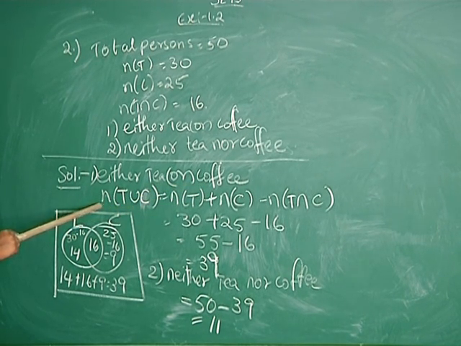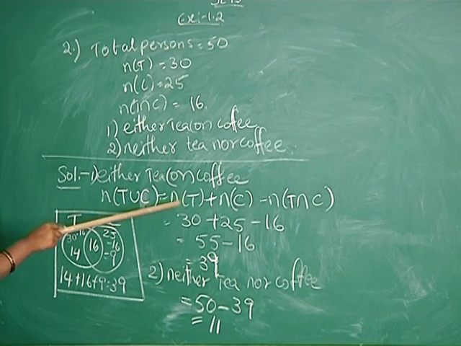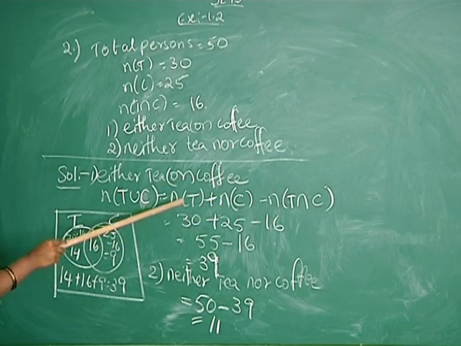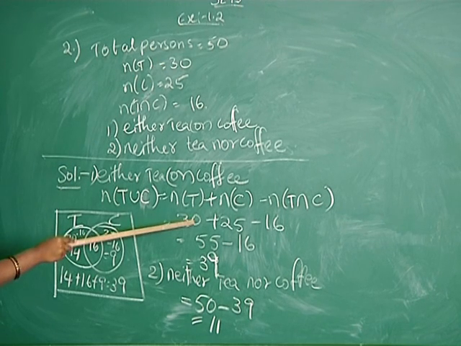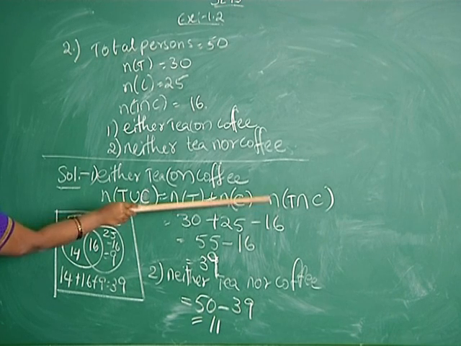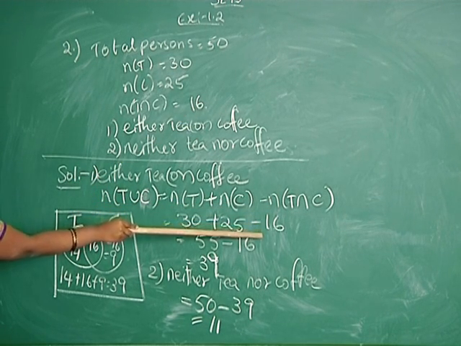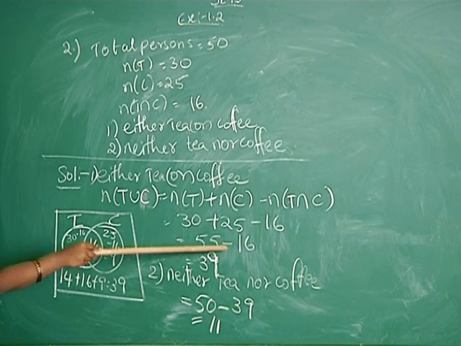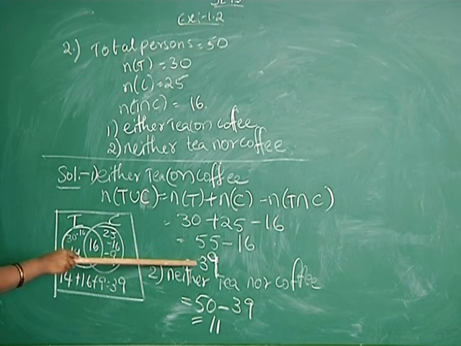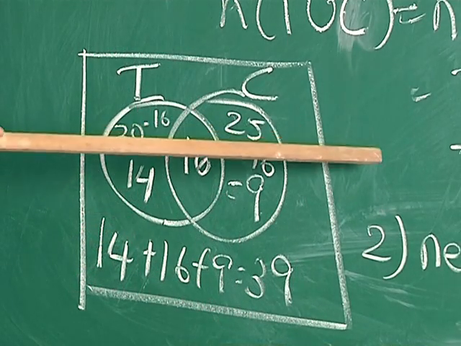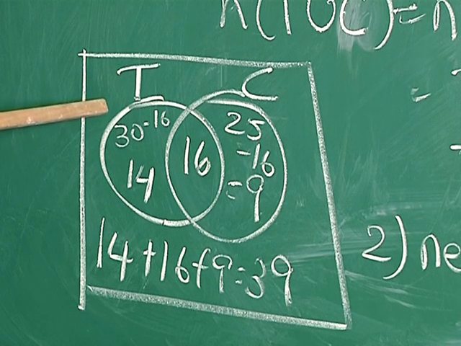According to the disjoint sets formula, N of T union C equals N of T plus N of C minus N of T intersection C. N of T value is 30, N of C value is 25, N of T intersection C value is 16. 30 plus 25 is 55, 55 minus 16 is 39. Let us see this one through a Venn diagram. Now let us see how to represent this 39 in the Venn diagram.